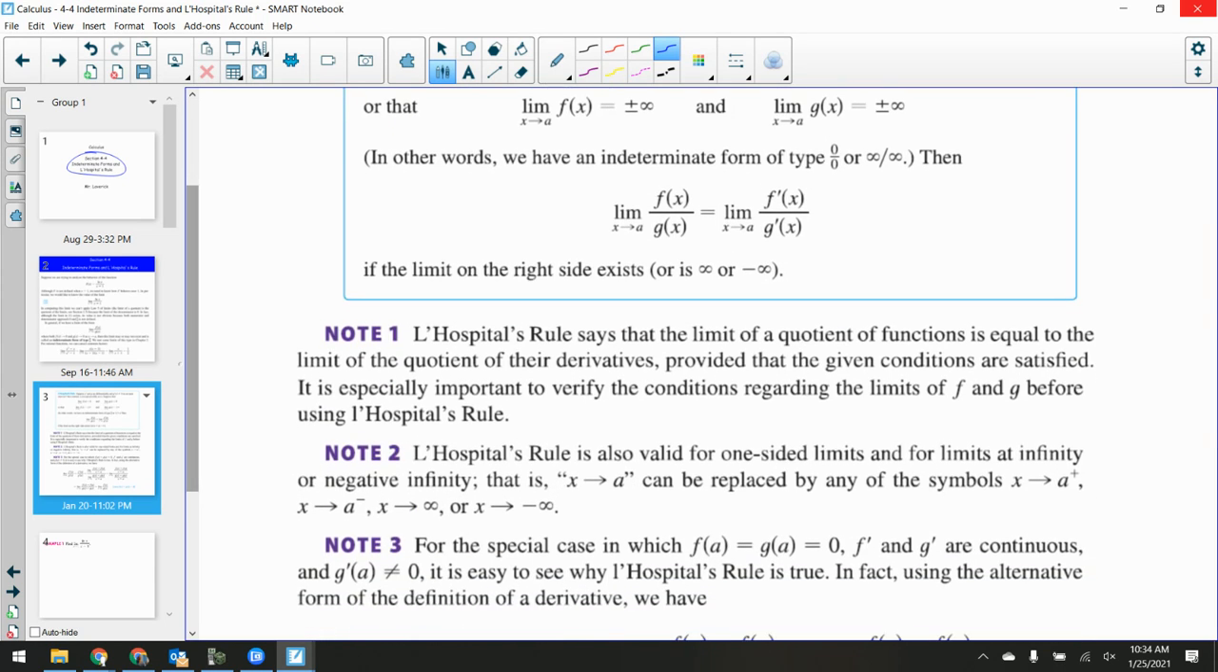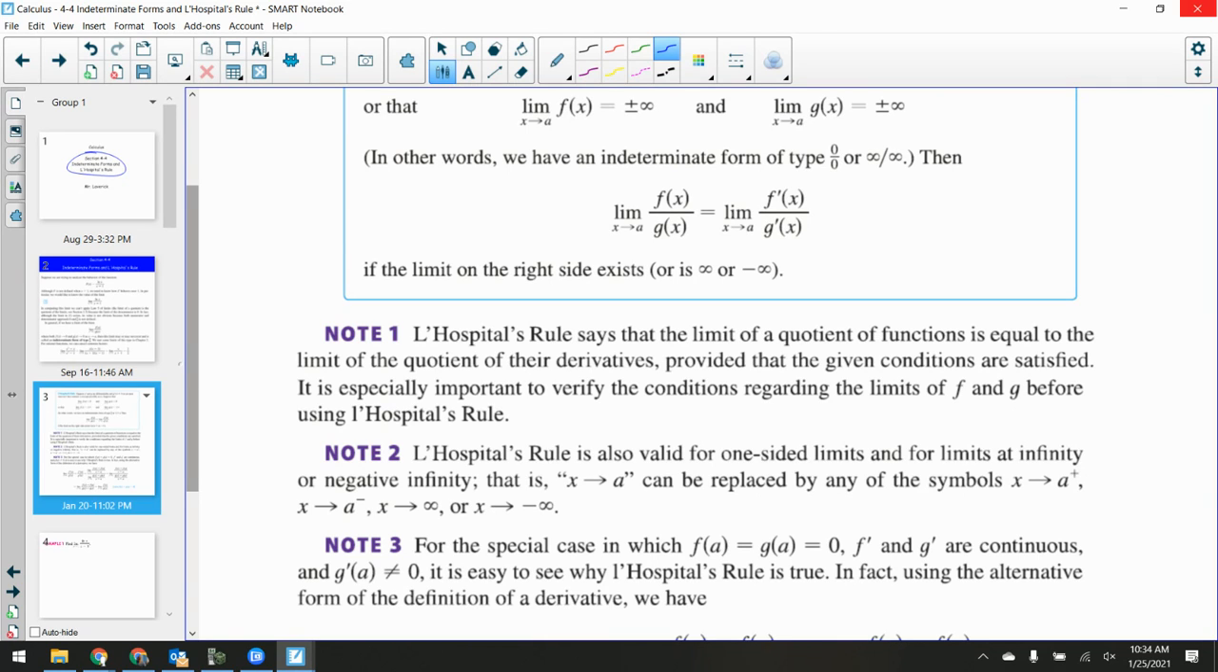Special notes here. L'Hopital's rule says that the limit of a quotient of the functions is equal to the limit of the quotient of the derivatives, provided that the given conditions are satisfied. It's extremely important that you check to make sure that the conditions, the hypotheses, are satisfied. It's got to be an indeterminate form. If it's not an indeterminate form, L'Hopital's rule doesn't hold. Okay? You can't use it unless it's an indeterminate form.